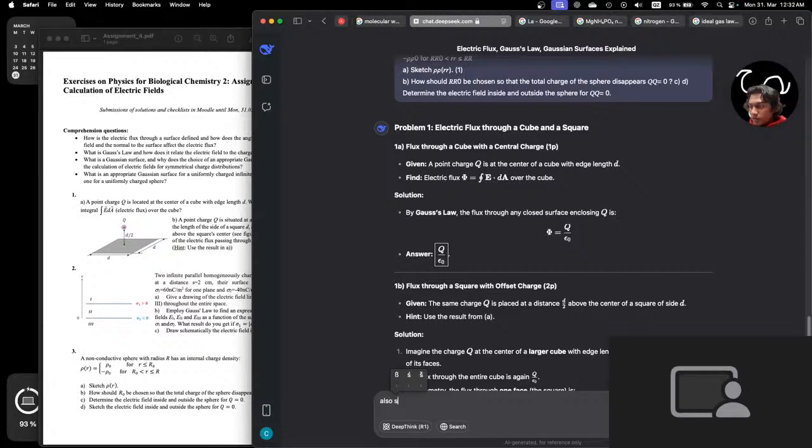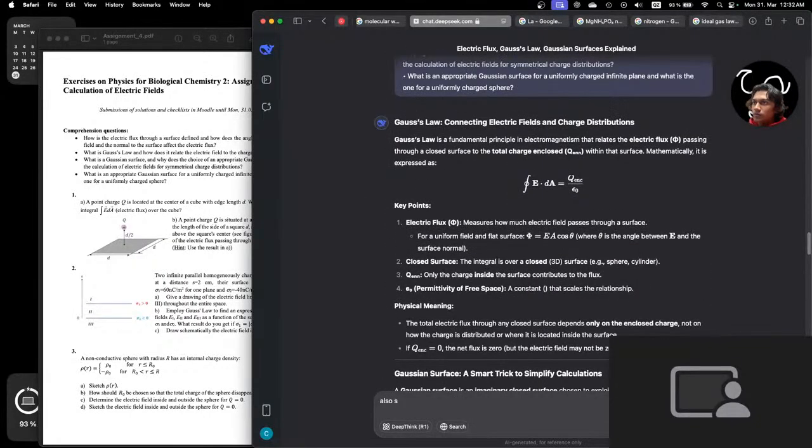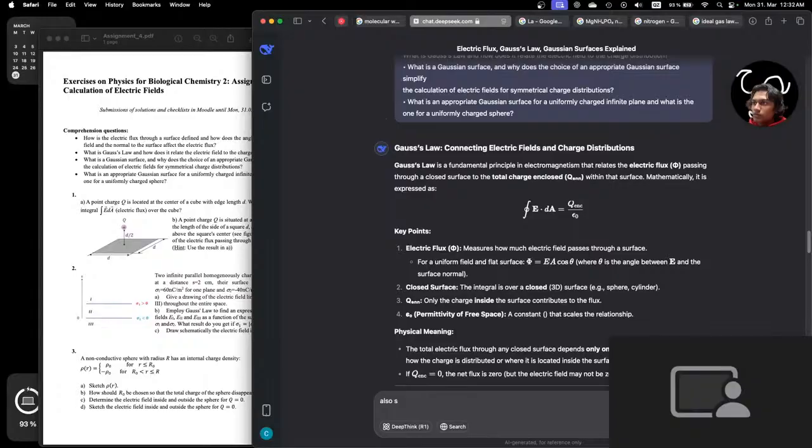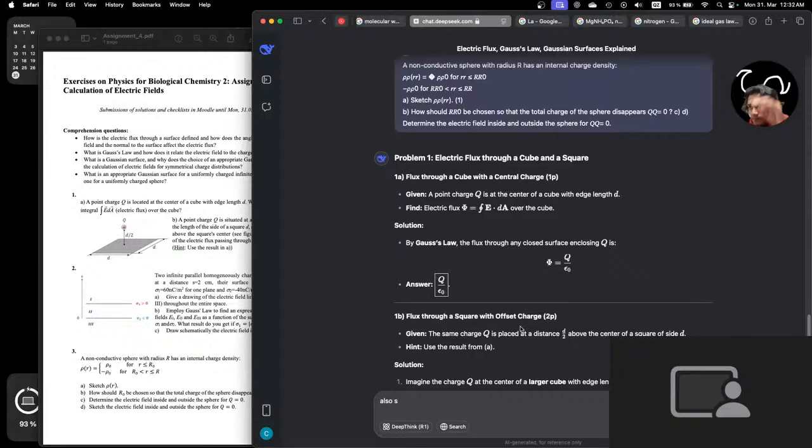I think they explained the value before, I guess. Permittivity of free space, a constant that scales the relationship. Ah, it's a constant. Closed surface of area Q by epsilon zero. So that is the electric flux for the entire cube, I guess, right?